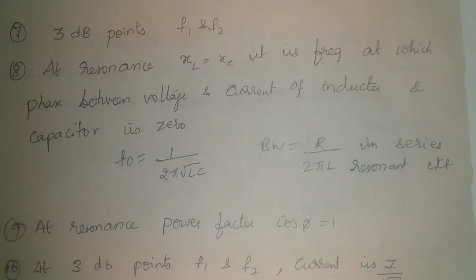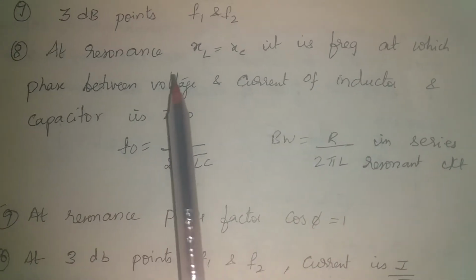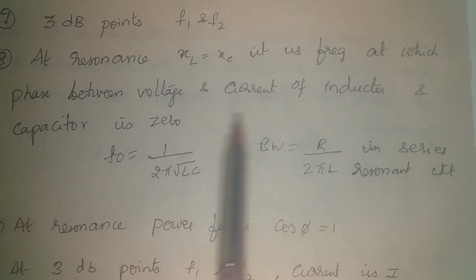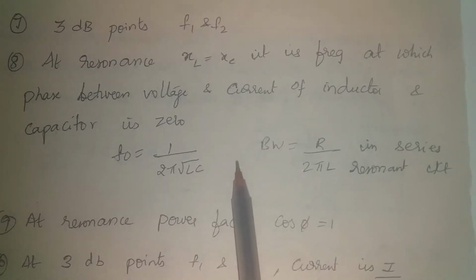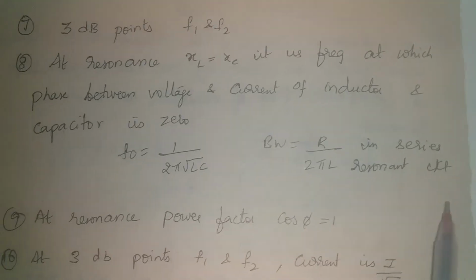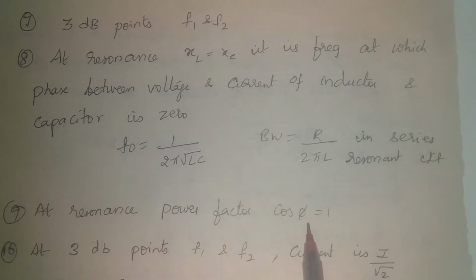3 dB points are F1 and F2. At resonant frequency, XL equals XC. It is a frequency at which phase between voltage and current of inductor and capacitor is 0. F0 is 1 by 2 pi root LC. Bandwidth is R by 2 pi L in series resonant circuit. At resonance, power factor cos phi is equal to 1.